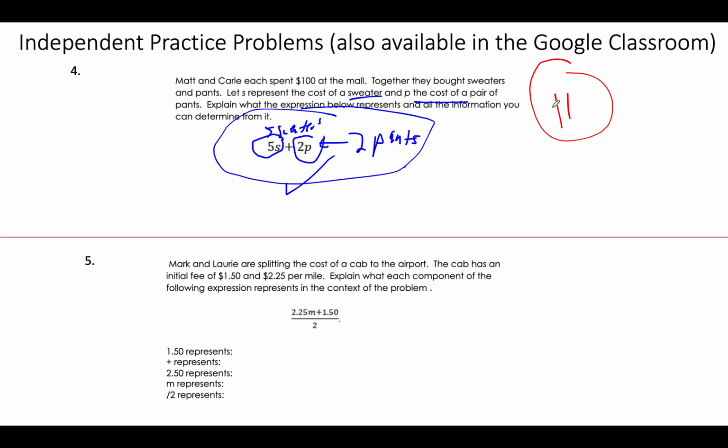Alright, I'm assuming you've answered these 2 questions, so let's take a look at question number 4. Matt and Carly each spent $100 at the mall. Together they bought sweaters and pants. Let S represent the cost of a sweater and P the cost of a pair of pants. Explain what the expression below represents and all the information you can determine from it.